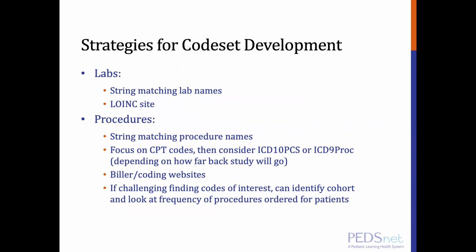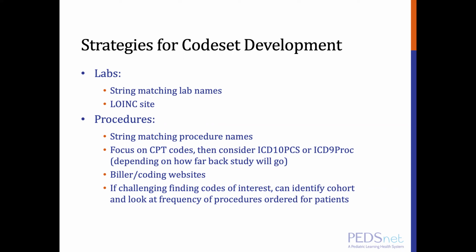Labs, I would do string matching on lab names. Like CBC, BMP, you might have to take that acronym and say complete blood cell count, basic metabolic panel, etc. The LOINC site could be useful here. Using Atlas always could be useful for these things. And then procedures, string match. If you have to prioritize, focus on CPT codes, then consider ICD-10-PCS or ICD-9-PROC, HCPCS, and others. And then biller and coding websites are really useful.